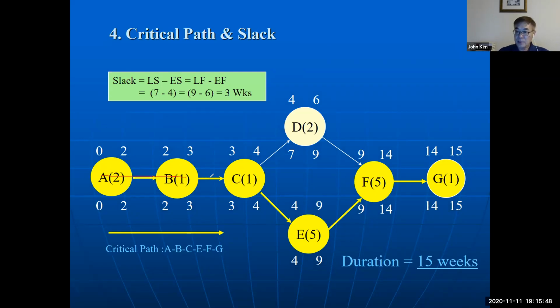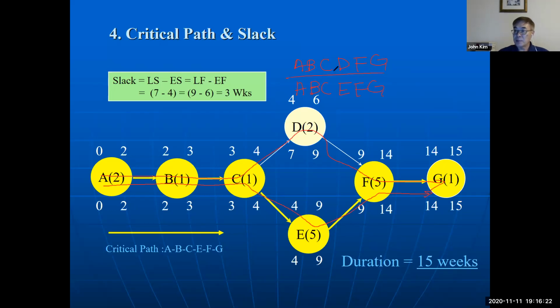One path is here, this path. And then the other path is here, this path. So there are two paths in this project network. First path, A, B, C, D, F, G. And then the second one is A, B, C, E, F, G.